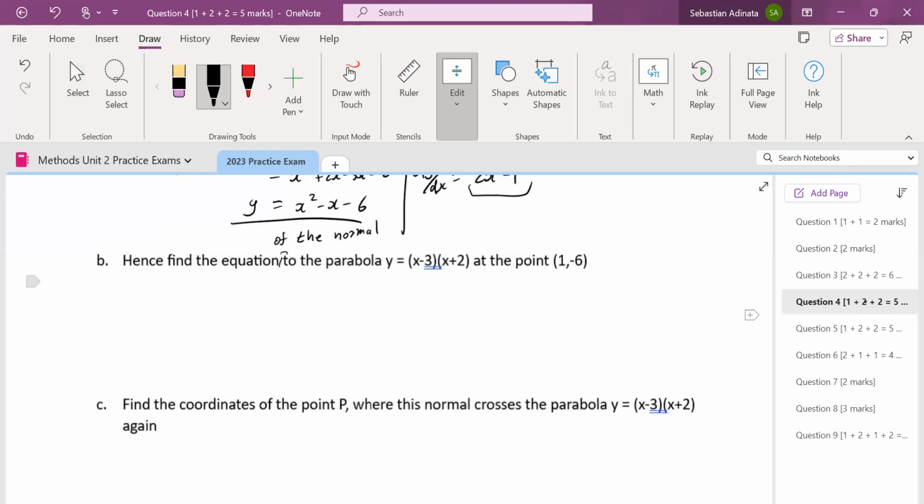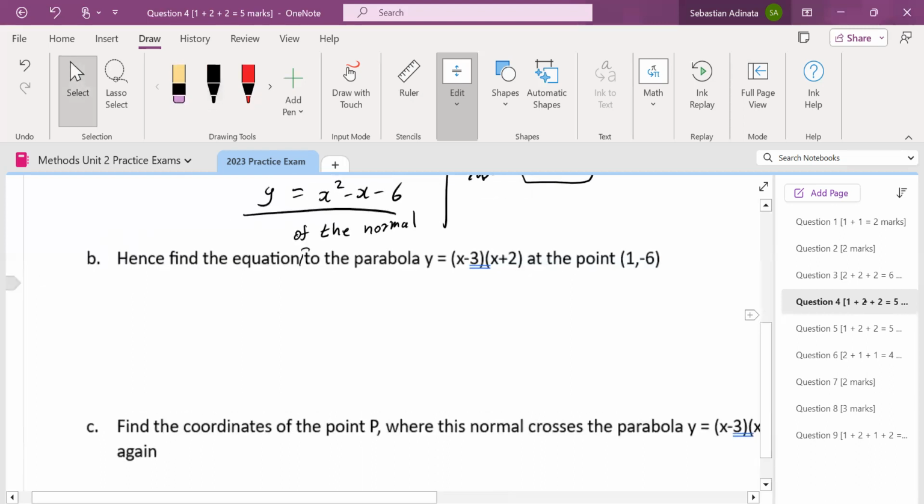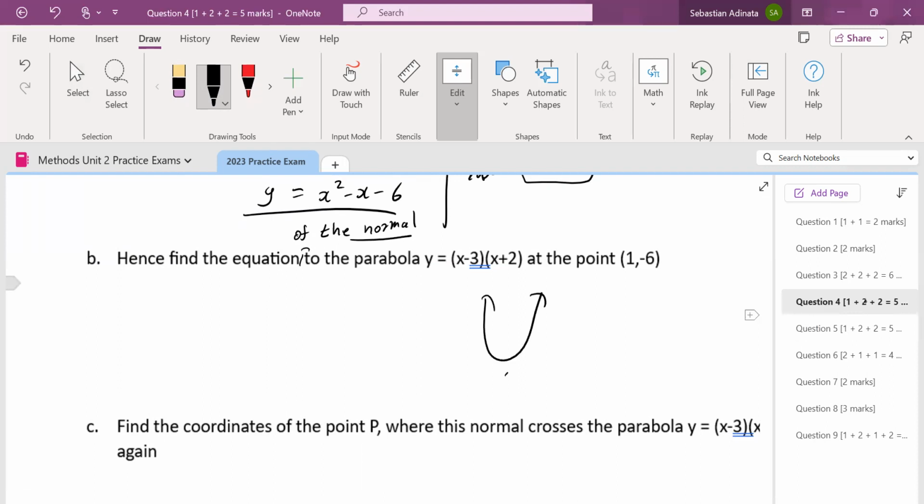So what are they asking by the normal? Basically, the normal is a perpendicular line to the tangent. And the tangent is a straight line that has the same gradient as the graph. So if we imagine a graph to look like this, if this is the tangent, the normal is perpendicular. So what we want to do is first find the gradient of this graph at 1. How do we find that?